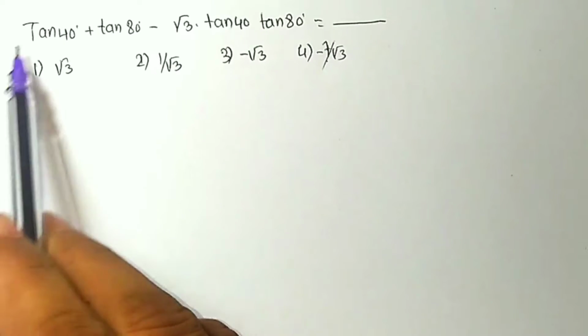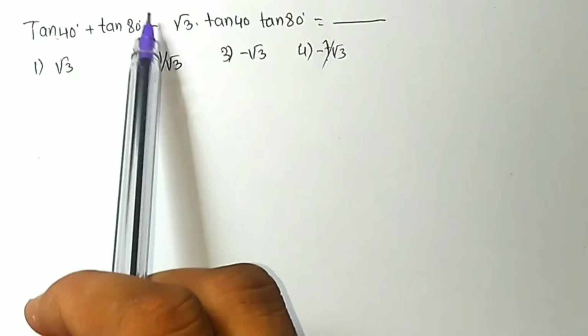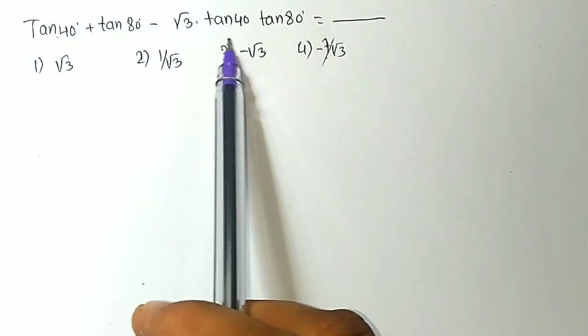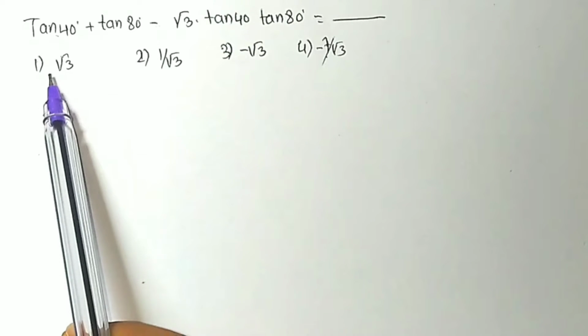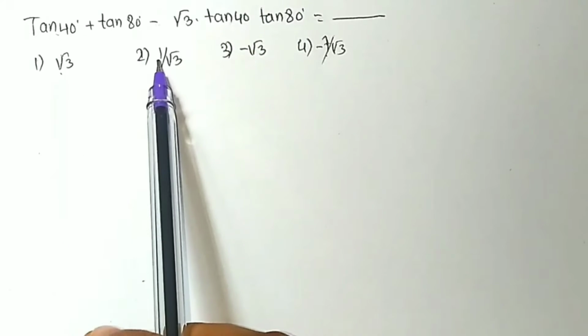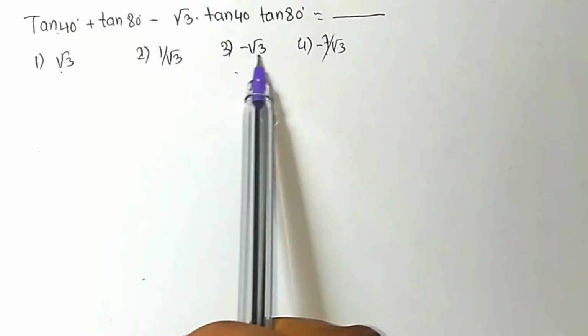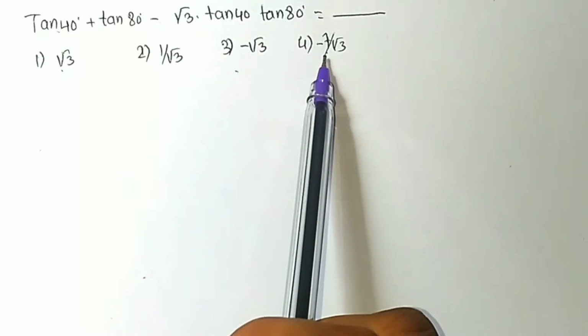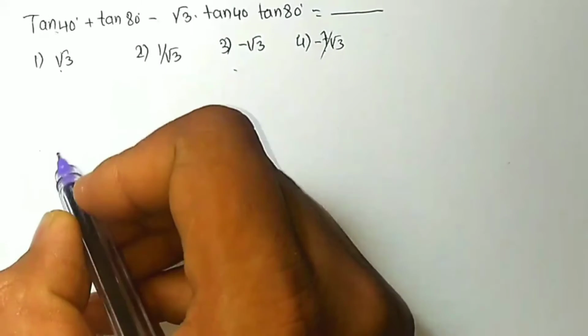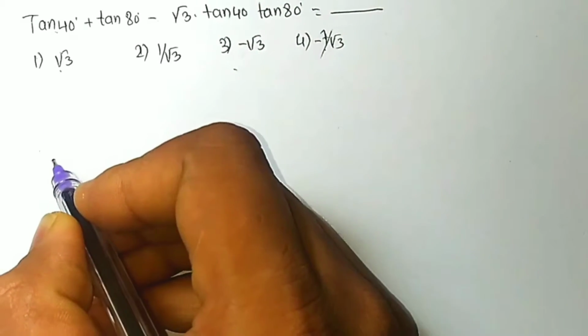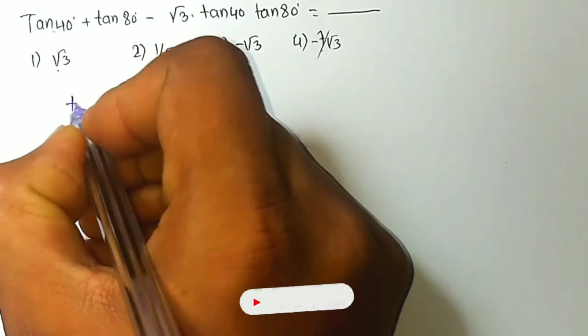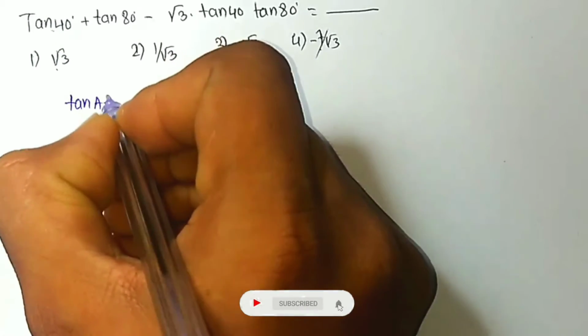Here the question is tan 40 plus tan 80 minus root 3 tan 40 tan 80. The options are root 3, 1 by root 3, minus root 3, minus 1 by root 3. Take using the trigonometry identity tan a plus tan b.